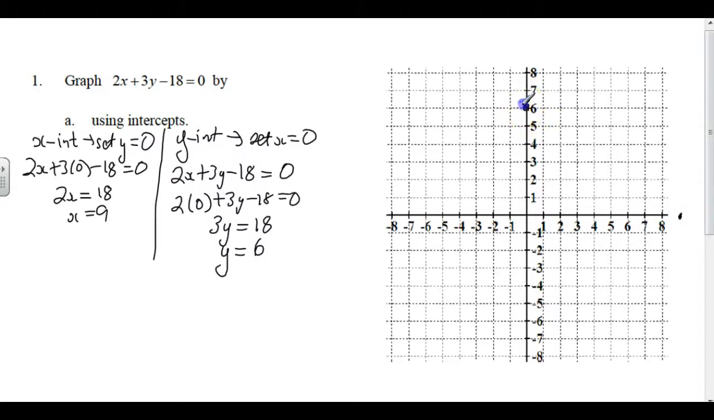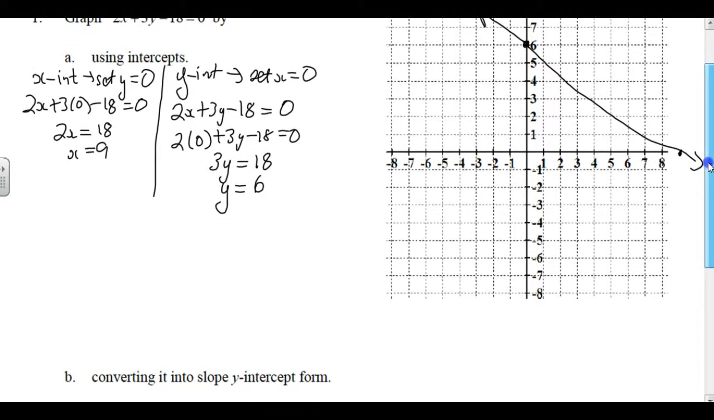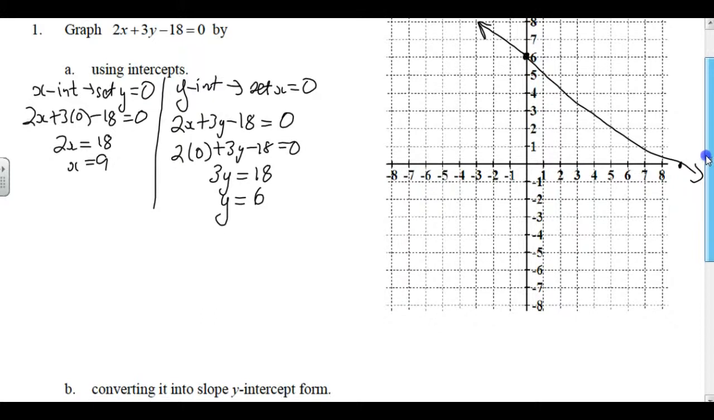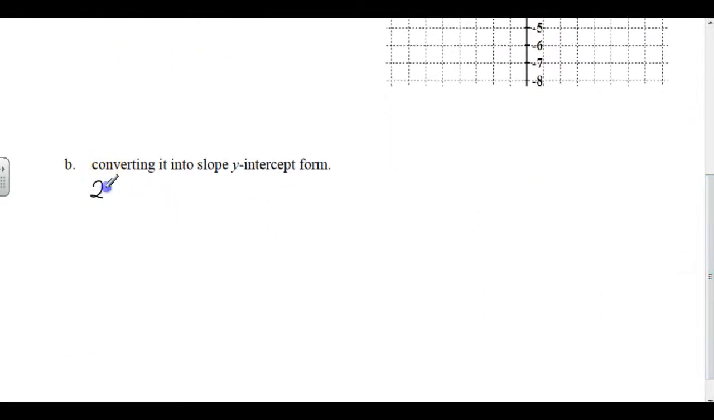We're going to eyeball that as best we can and draw a relatively straight line, although not all that good, but you can use rulers and stuff. So, graph it by converting it into slope y-intercept form. 2x plus 3y minus 18 equals 0.